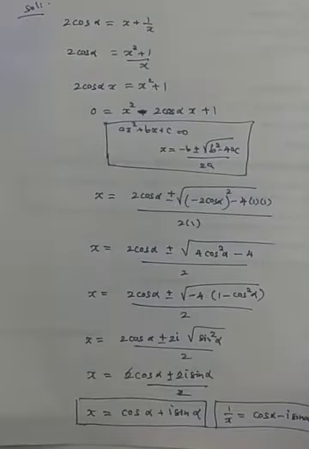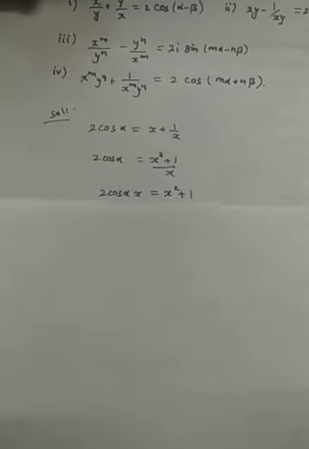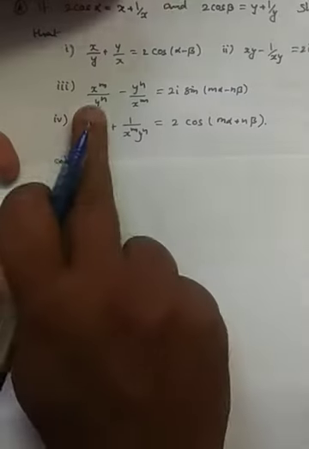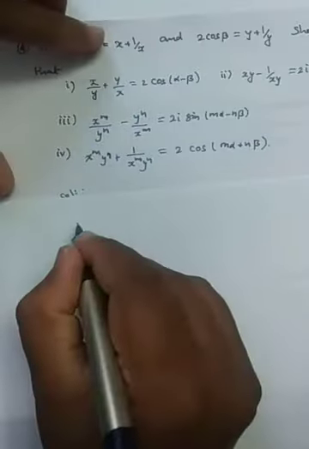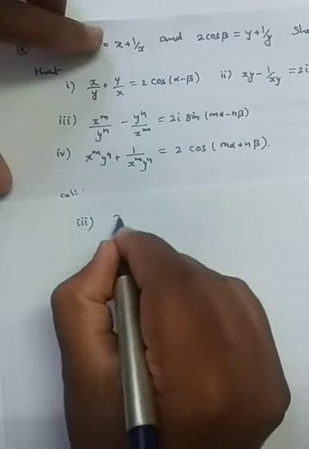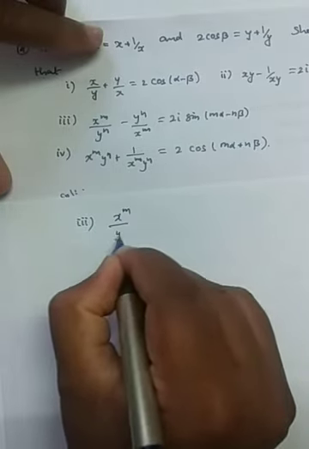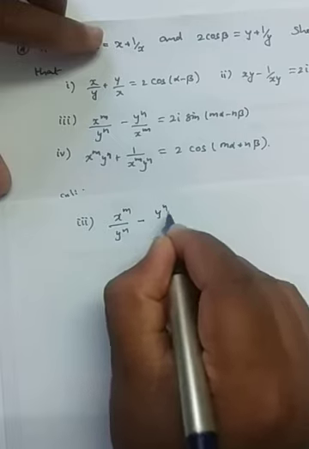I am keeping it aside. Then we have the third question: x power m, y power n. So I am writing the third question here. What's the third question we need to do? x power m by y power n minus y power n by x power m.